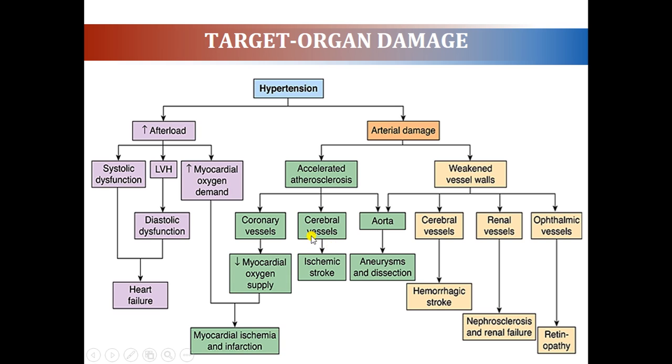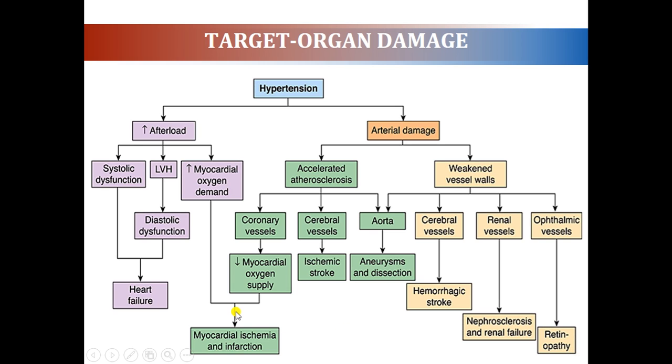If atherosclerosis affects the cerebral vessels, that would lead to ischemic stroke. If atherosclerosis affects the aorta, there would be aneurysm and dissection of the aorta. Arterial damage would lead to weakness of the vessel wall. If the vessel wall weakens in a cerebral vessel, that would lead to hemorrhagic stroke. If it is a renal blood vessel, then nephrosclerosis and renal failure, and if it is an ophthalmic blood vessel, there is retinopathy.